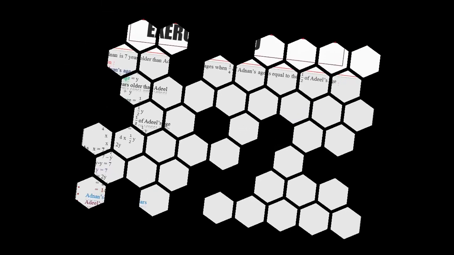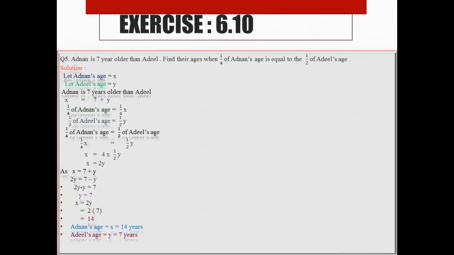Adnan is 7 years older than Adil. Find their ages when 1 by 4 of Adnan's age is equal to half of Adil's age. Again, we have two quantities there, Adnan's age and Adil's age. So first we suppose that Adnan's age is x and Adil's age is y.